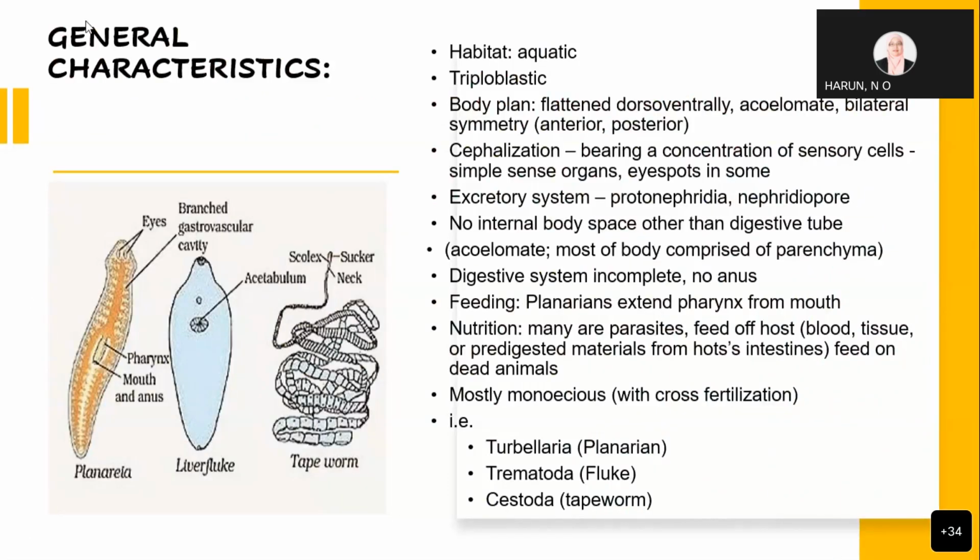Okay. Basically, this is the general characteristic. Ada lagi yang nak masuk ke?